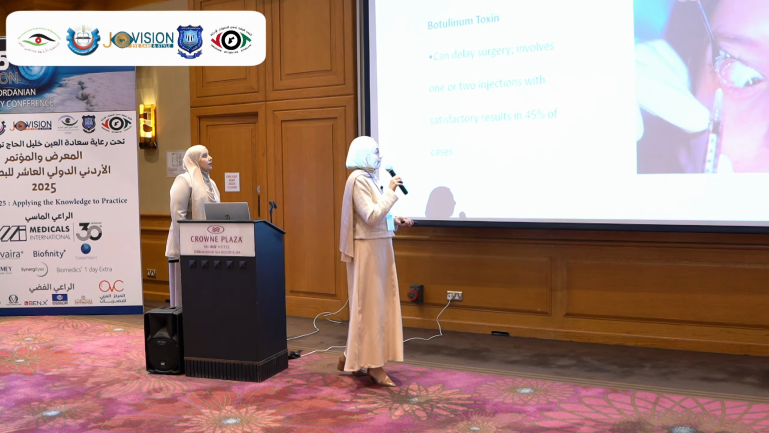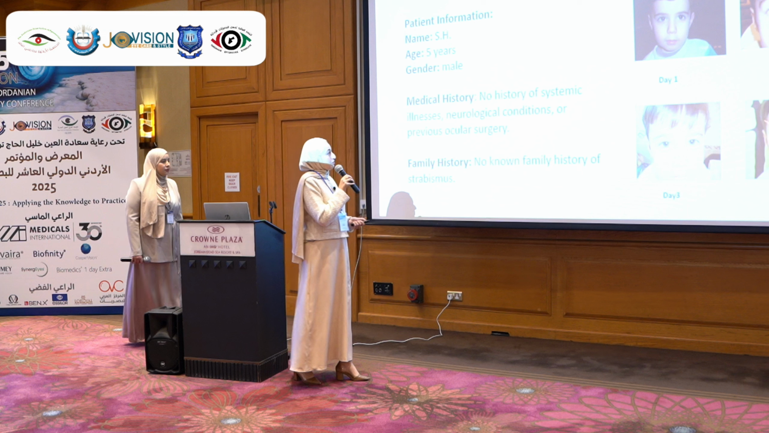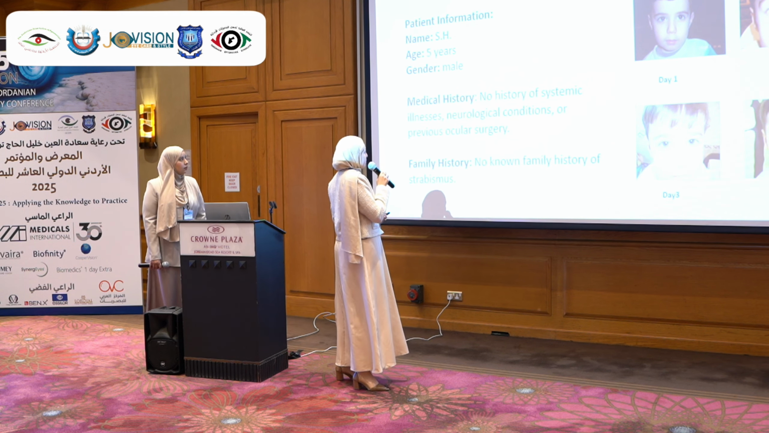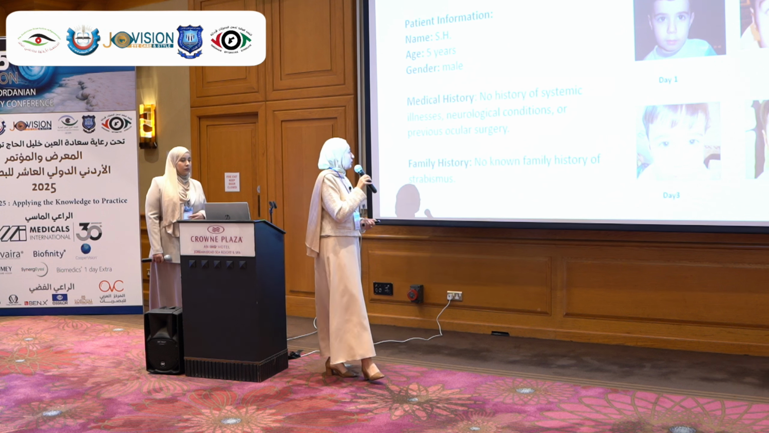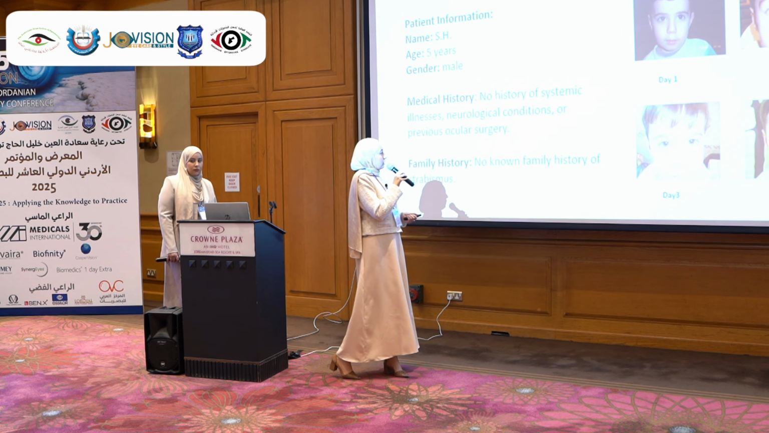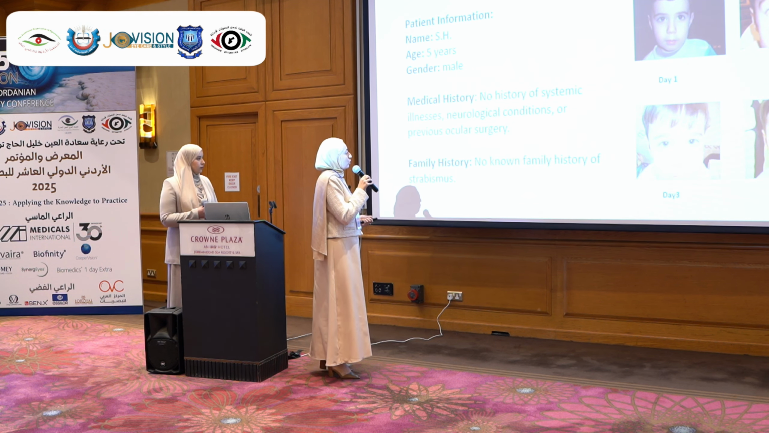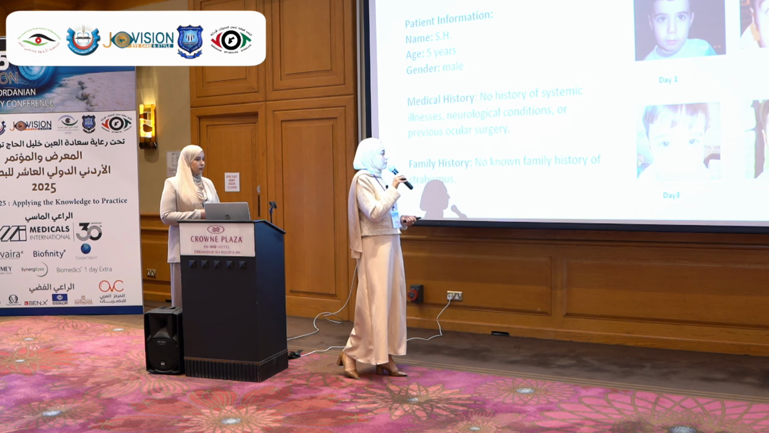Now we're going to pass to a case study to make a summary of all of this and understand more. So here we have a child of 5 years old with no history of systemic illnesses or neurological condition or previous ocular surgery, and no known family history of strabismus.